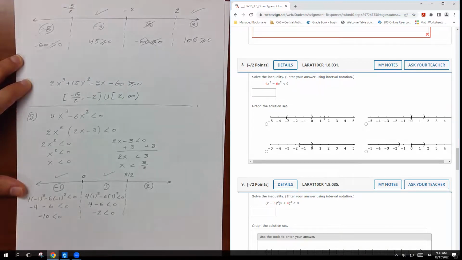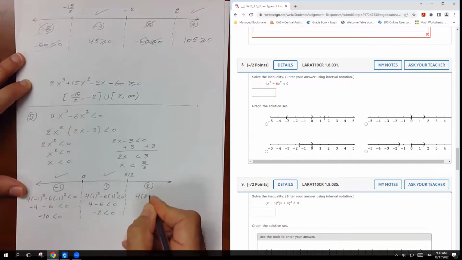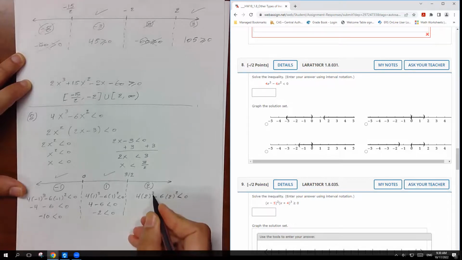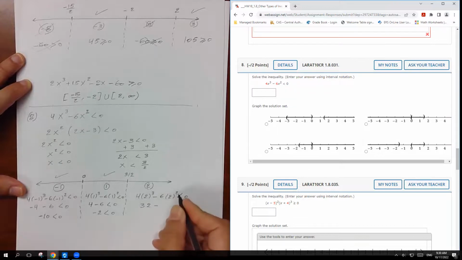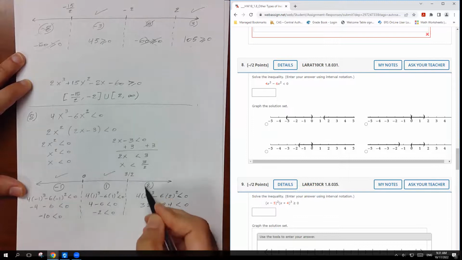The third one is just number 2. So 4 times 2 cubed minus 6 times 2 squared. Is that less than 0? 2 cubed is 8. 8 times 4 is going to be 32. 2 squared is going to be 4 times 6 is going to be 24. Is the result less than 0? No, because 32 minus 24 is going to be 8, and 8 is a positive number, not less than 0. So this is not a solution. This is not a solution set.